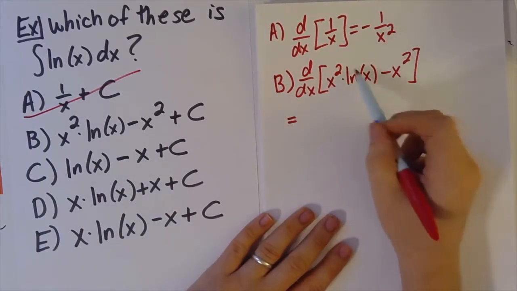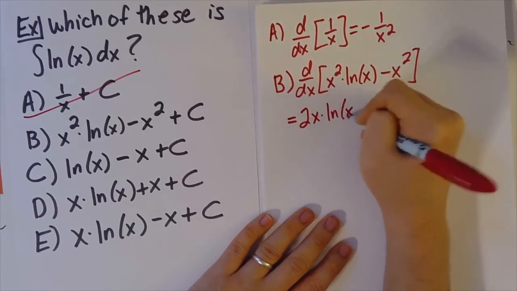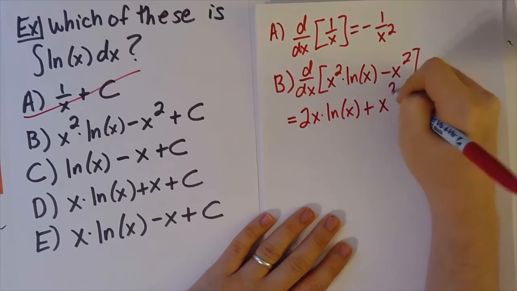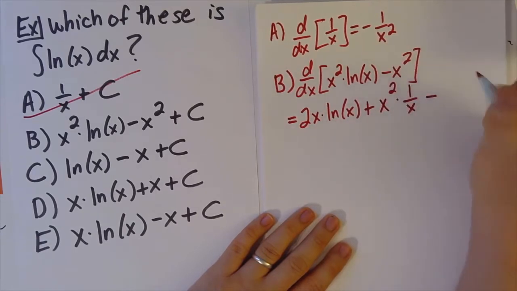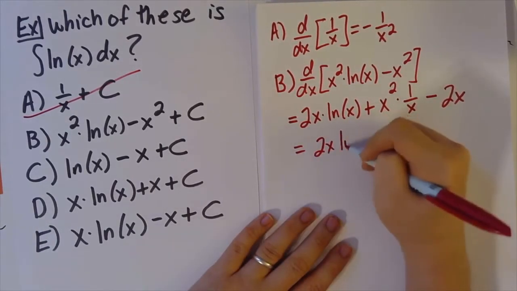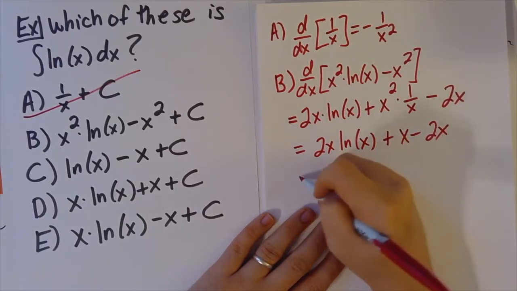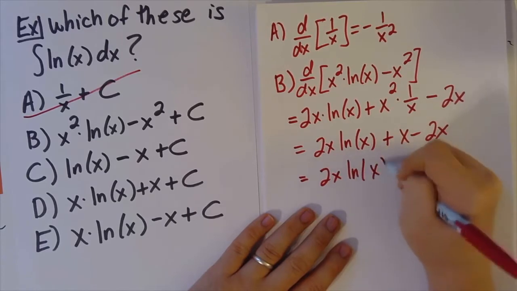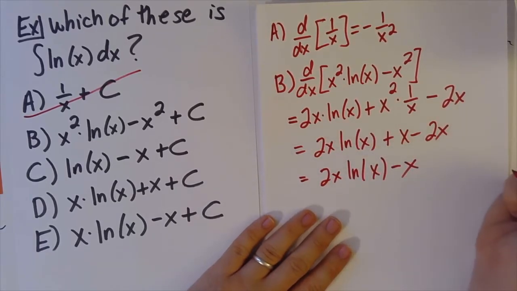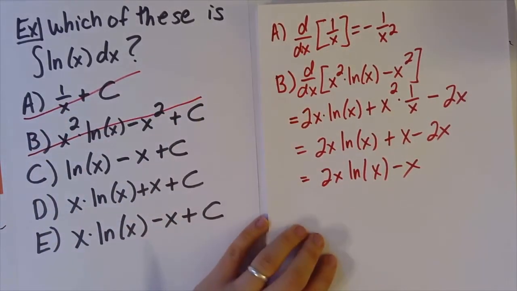Okay, so here I'm going to have to do the product rule. So I'm going to get 2x times the natural log of x plus x squared times 1 over x minus 2x. So this is 2x natural log of x plus x minus 2x. So this is 2x natural log of x minus x. Well, maybe close in that it has a natural log in it, but that's not natural log of x. So we can cross that one out.